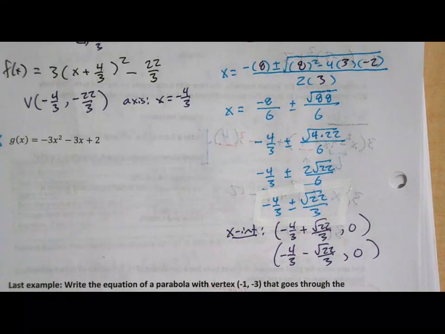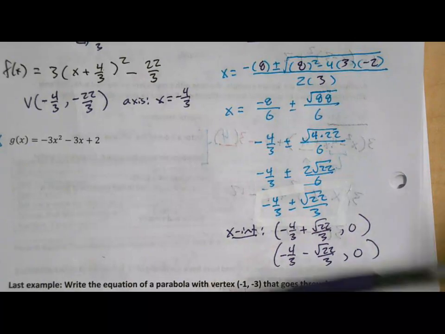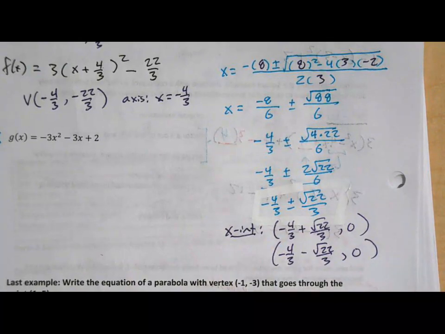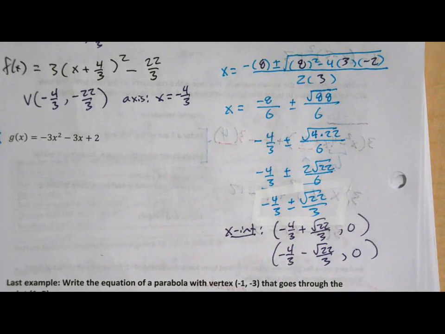I would also accept if you didn't want to write out both versions, if you just wrote out one of them with a plus or minus, that's fine, but I need to see that comma 0, and it needs to be inside of parentheses, please.